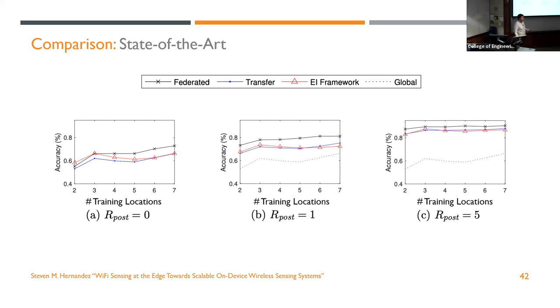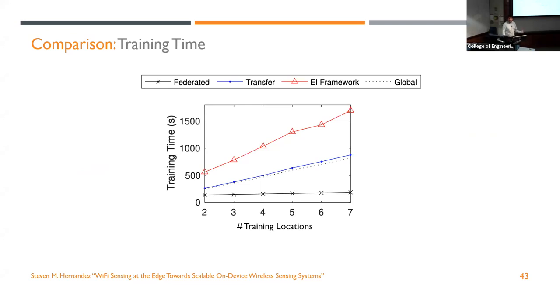But that's not really the most important thing. The more important thing is how private is the learning method. But the next most important thing is how much time does it take to train these models. So we end up with something like this.